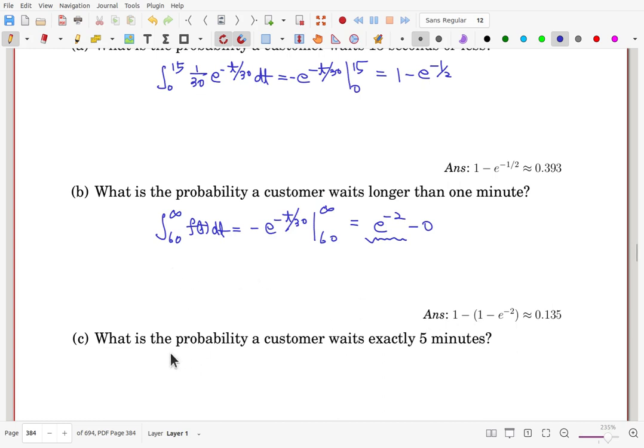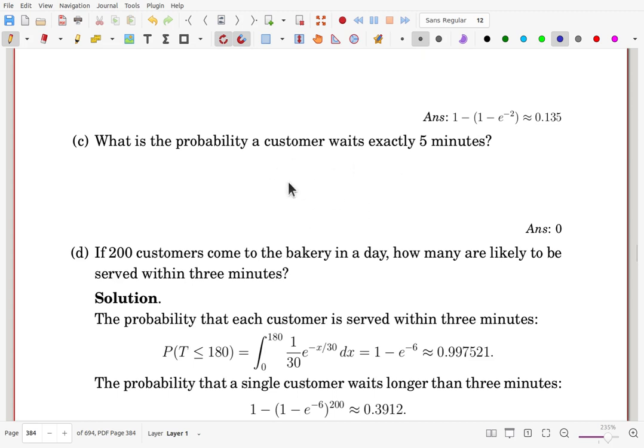What is the probability a customer waits exactly 5 minutes? That is 0, because 5 minutes is 300 seconds. So the integration must be done from 300 to 300. The interval length is 0, so the integral of the PDF will be 0, so the probability is 0. You don't have to complete it. Just from 300 to 300, it must be 0.